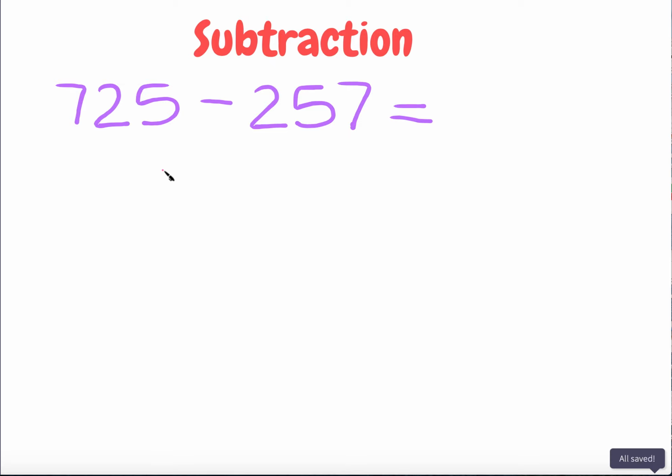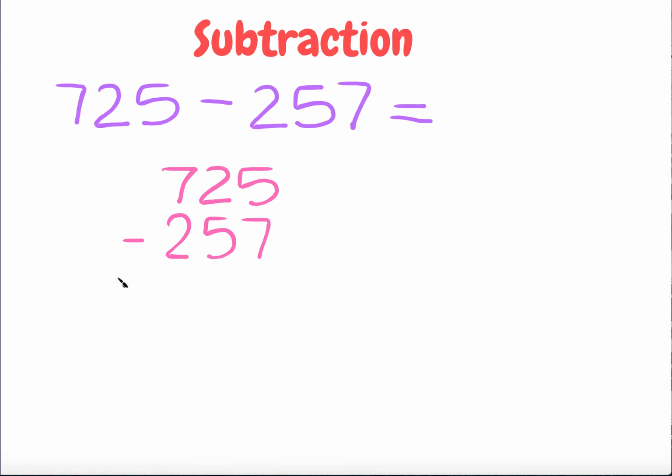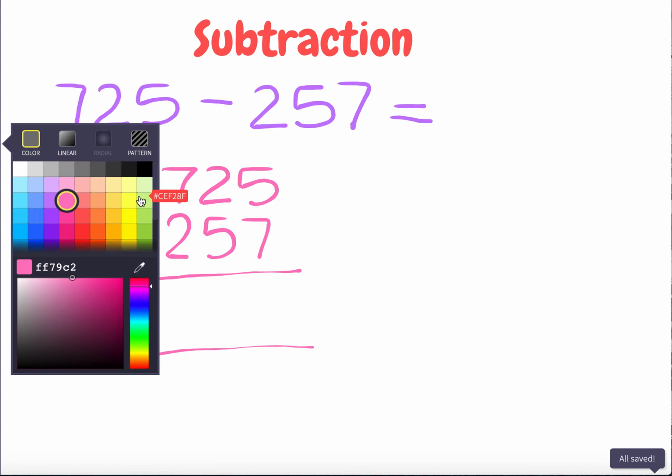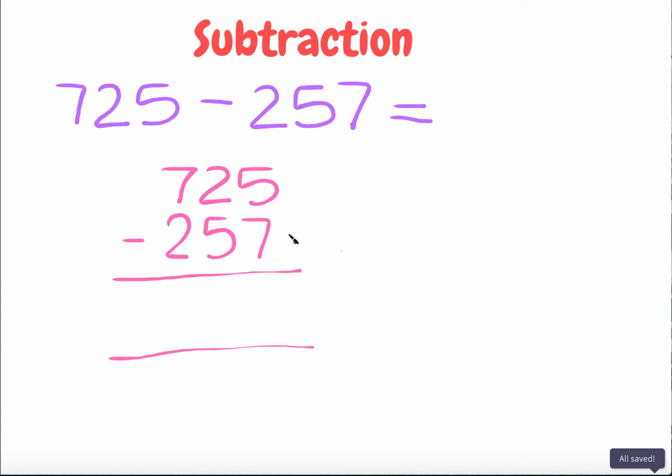Okay, this sum. This would require some borrowing, and I'll show you why. Don't panic, it's very easy. Once you get it, you will be a pro at it. Okay, let's go. 5 minus 7. Oh my god, you can't do that. Okay, so 5 is a smaller number than 7 and you can't take away 7 from 5.